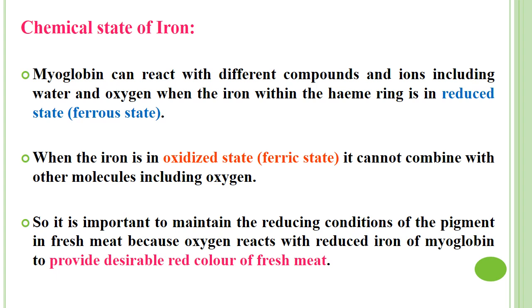So it is important to maintain the reducing condition of the pigment in fresh meat because oxygen reacts with reduced iron of myoglobin to provide the desirable color of fresh meat. The desirable color of fresh meat is the bright red color. That color comes with the combination of iron with oxygen, which we call oxymyoglobin. That is possible only when the iron is in reduced state. When it is in oxidized state, then it is metmyoglobin. At this stage it cannot bind with oxygen, so we cannot get the bright red or desirable color.